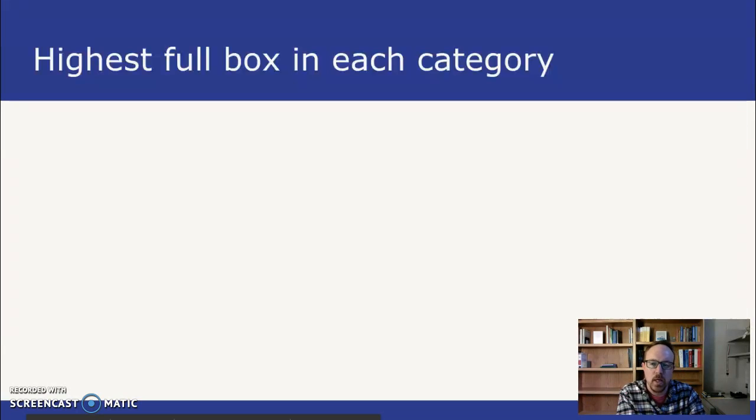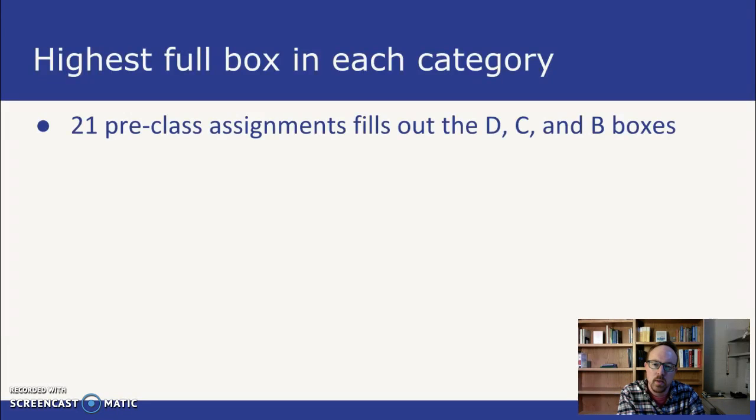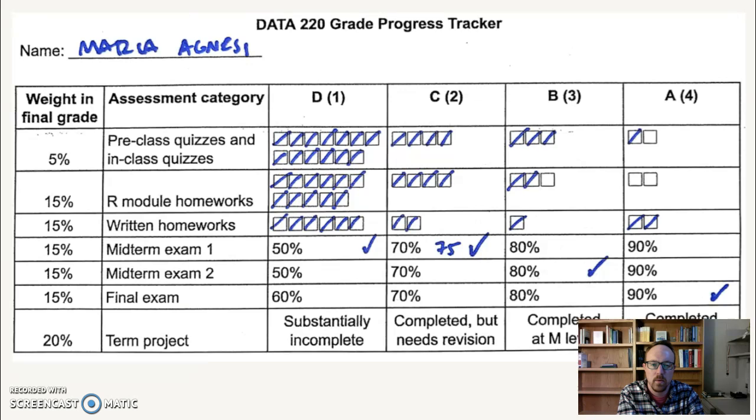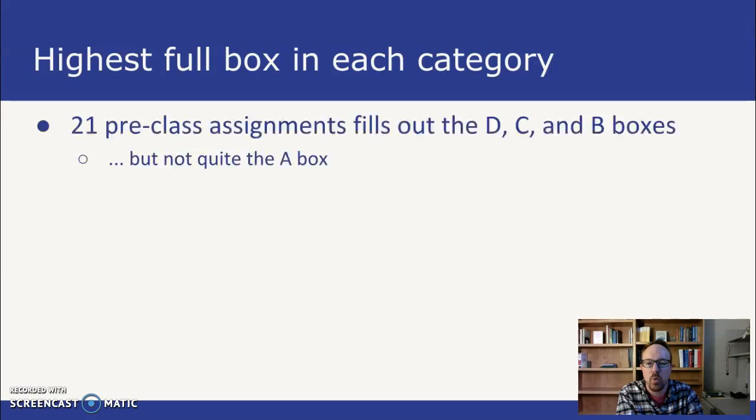Okay. So the key thing that we need to do here is figure out what's the highest full box in each category. So in particular, let's just look at the 21 pre-class assignments, and then I'll let you figure out the rest of the rows on your own. So the 21 pre-class assignments fills out completely the D, C, and B boxes. Right? So you can see all of the little boxes in each of those big boxes are completely checked off. However, it doesn't quite fill out the A box. She would have needed one more pre-class quiz in order to fill out the A box.